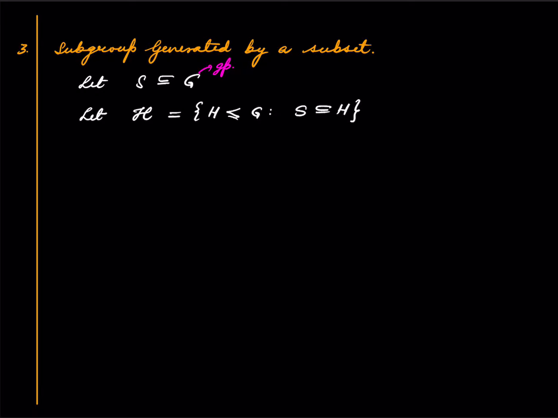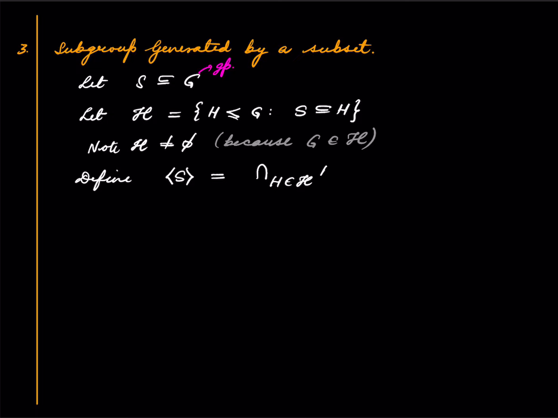So first note that script H is non-empty because the whole of G is in script H. And now we define this angular bracket S as the intersection of all the things in script H. All right. So this is the notation, and that is defined as this particular subset of G. But this is a subgroup of G because each element of script H is a subgroup of G, and as we just saw, their intersection will also be a subgroup. So this is what we call the subgroup generated by S.